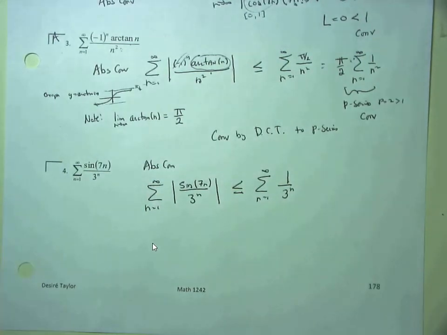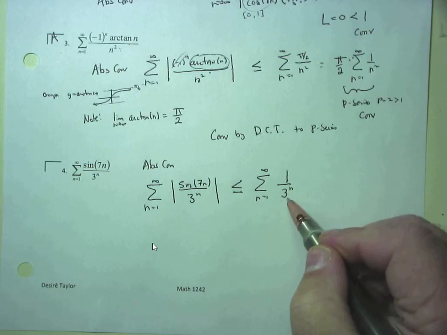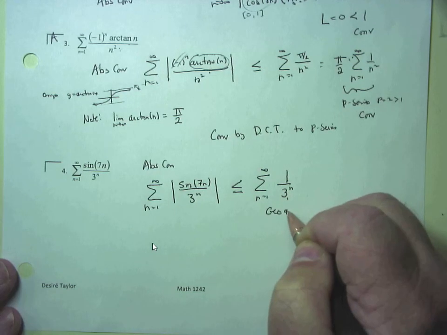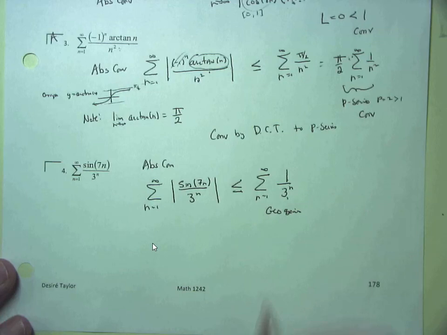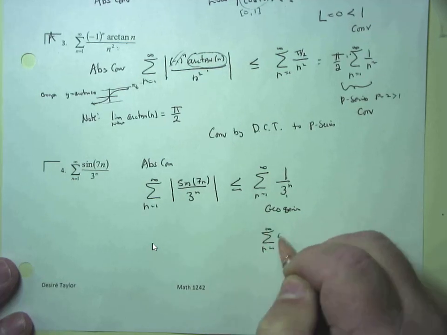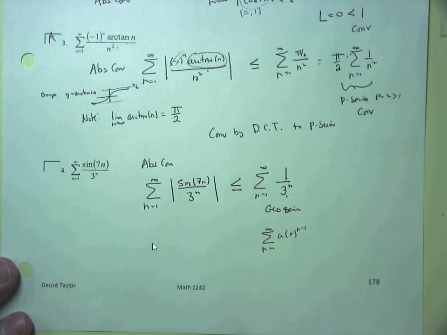Does that make sense? And look at this series right here. This guy's got a name. What's its name? It's only got a number to a power of n. What do we call that? Numbers to powers of n. Geometric series. You got to know your series. This is a geometric series. Geometric series, the sum as n goes from 1 to infinity of a r to the n minus 1.